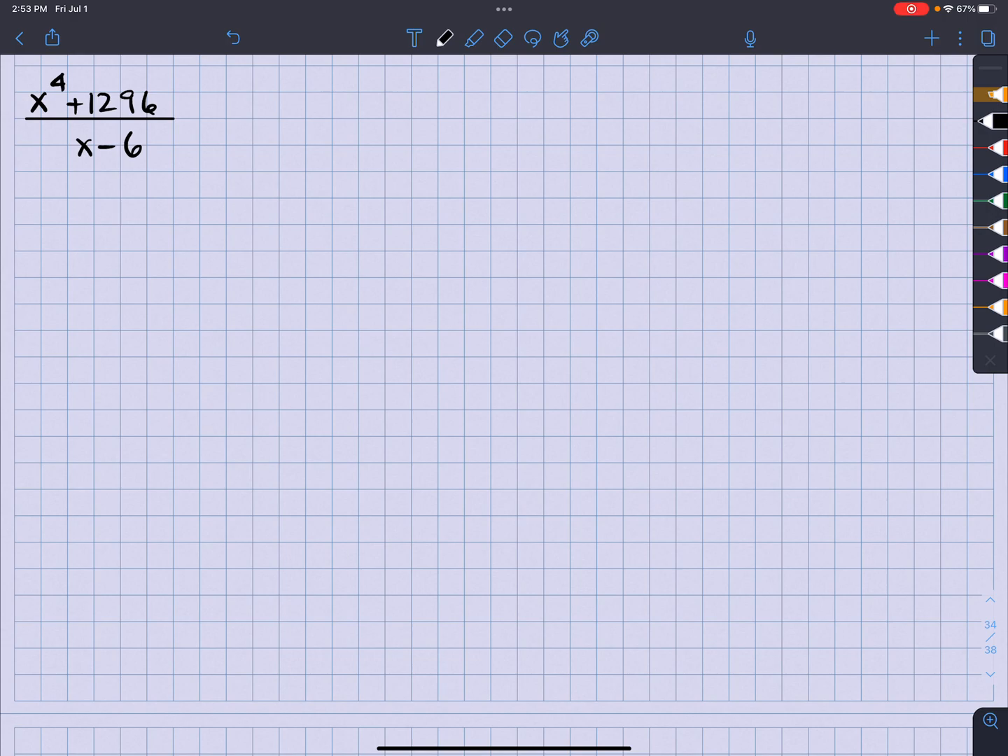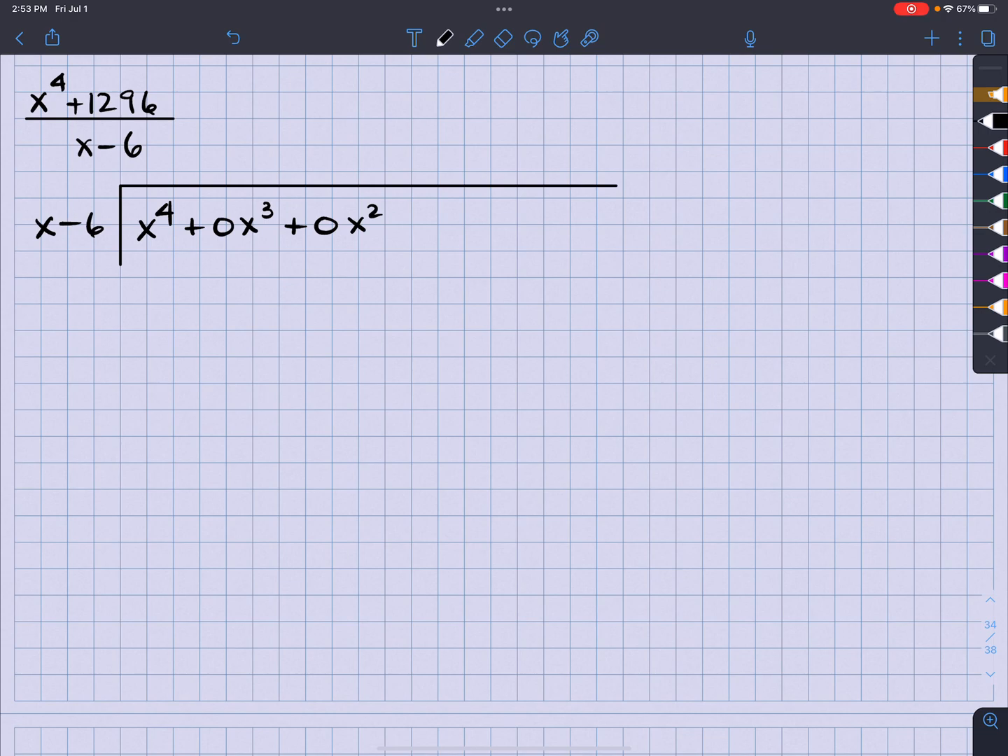So I actually have to write this as x minus 6 divided by, and notice I wrote this long here because I have to put placeholders for all the missing terms, like plus 0x to the third, plus 0x squared, plus 0x, then plus 1296. The placeholders help me keep things organized, and I'll show you as I go.